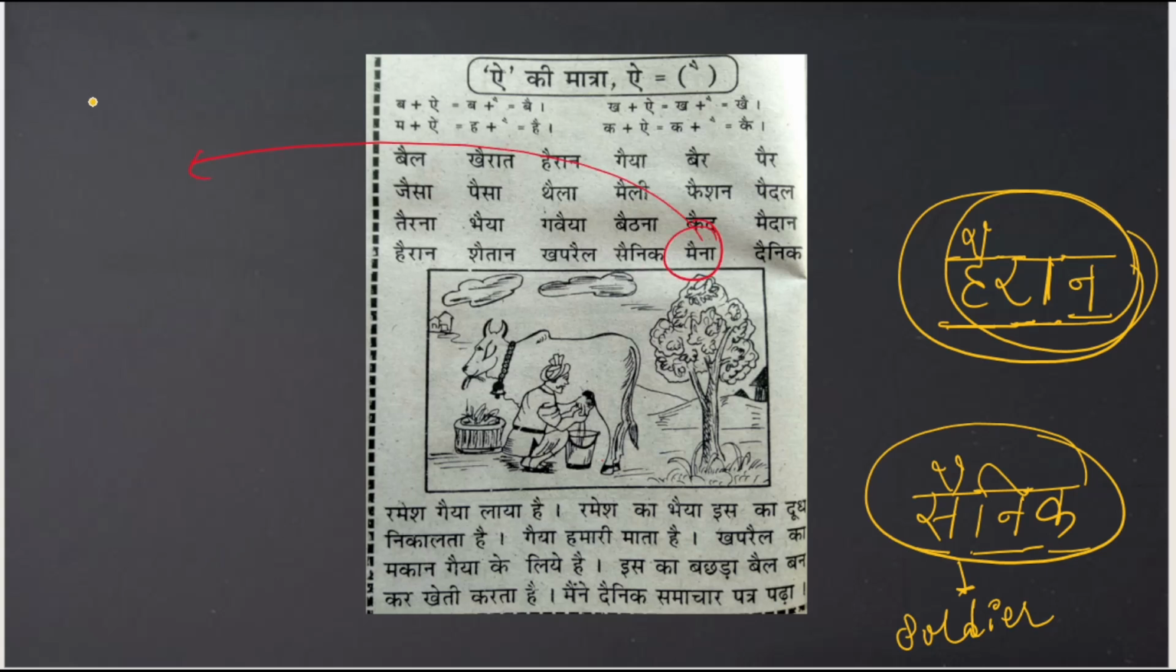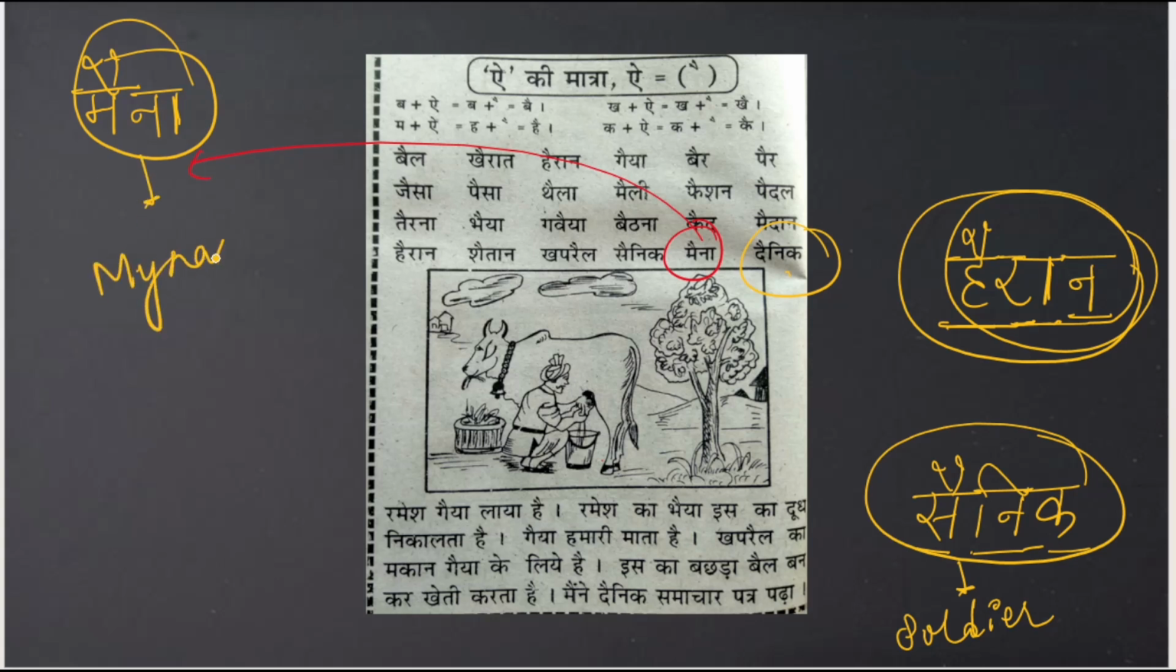This is letter ma and this is mother of I. Now it became ma and this is na, this is mother of a. Now it became maina, okay, which is a kind of bird, okay.